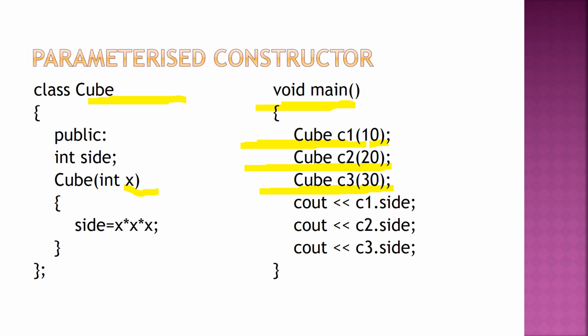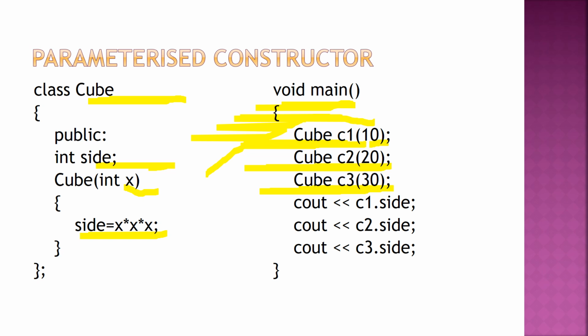Once the first object is created, the value of C1, 10, is passed to x. Now int x is 10. Automatically it executes side equals x into x into x, that is 10 into 10 into 10. The result is stored inside side, which is declared in the public section, so side holds the cube value of the C1 object.